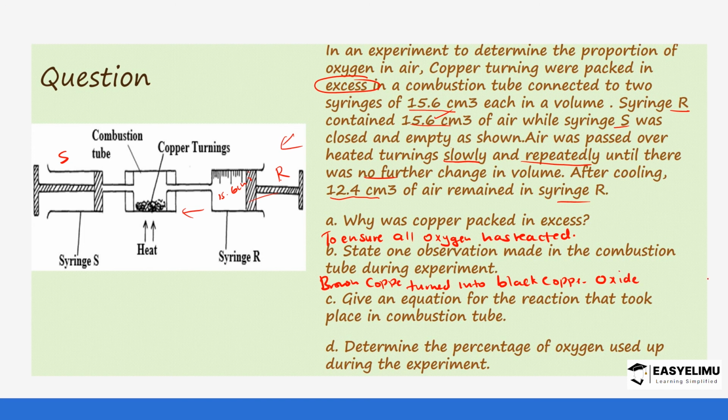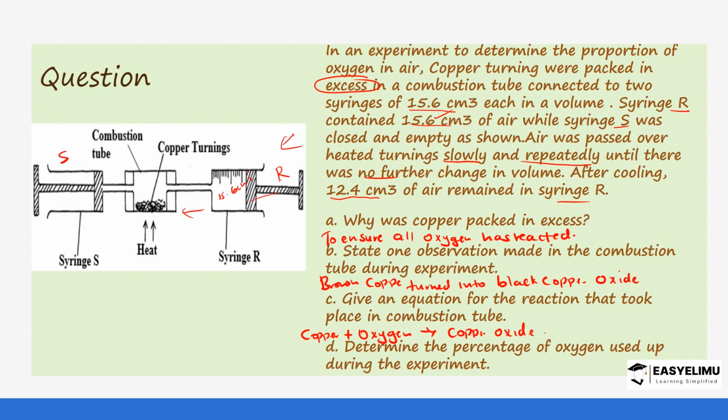Question C, give an equation for the reaction that took place in the combustion tube. So in this question, we are writing the equation for the reaction between copper and oxygen. So it's copper reacts with oxygen to form copper oxide as the product.